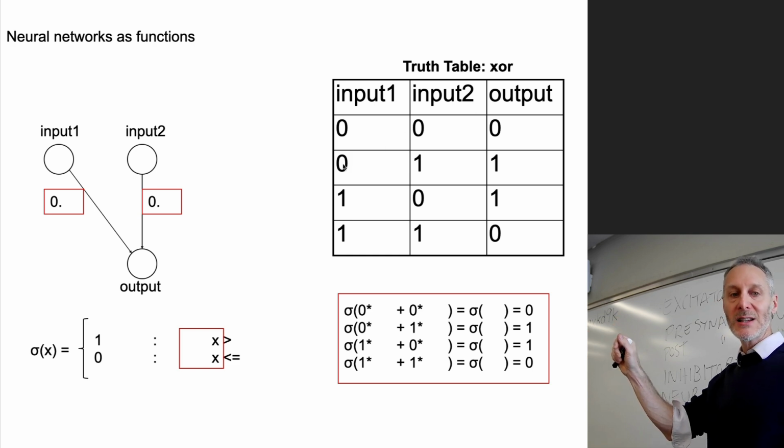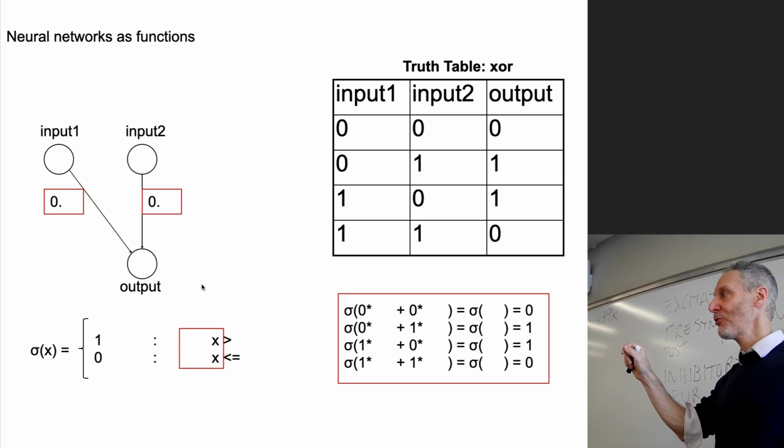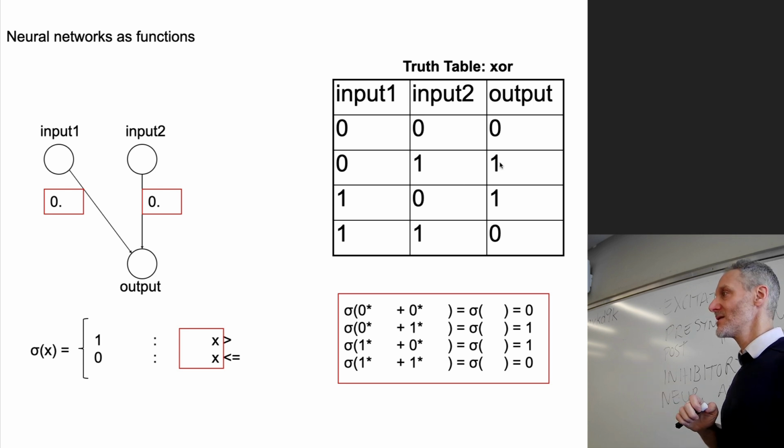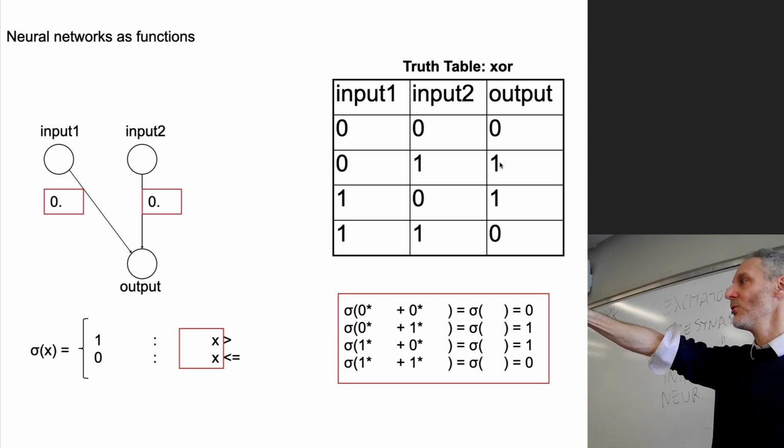Let's keep going. Let's plug in 0 and 1. 0 times 0.5 plus 1 times 0.5 is 0.5. If the threshold is 0.5, 0.5 is less than or equal to 0.5. So we set the output to 0. Didn't work. So that's not going to work. 0.5, 0.5, and 0.5 will not embody exclusive OR.